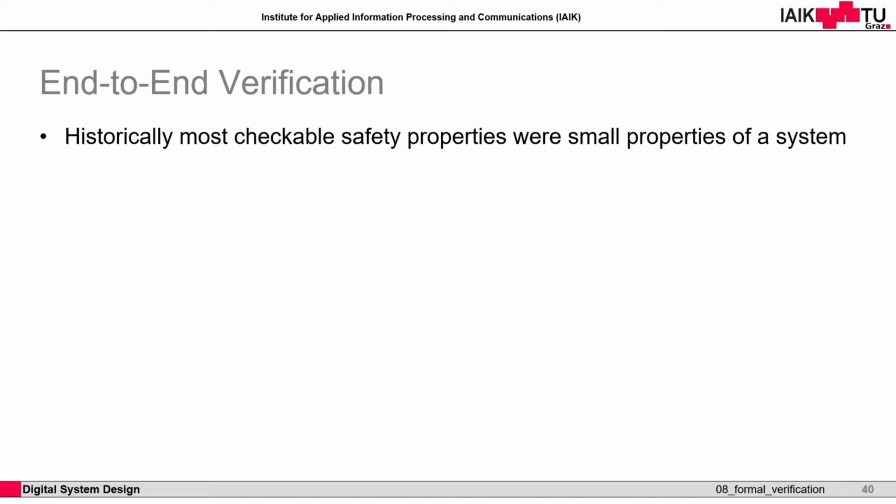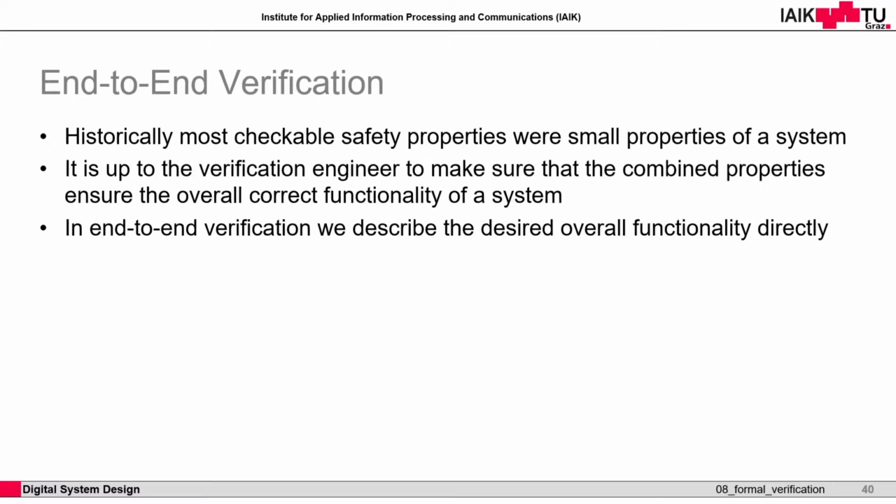So, what is end-to-end verification first? Well, historically, most of the checkable safety properties were just small properties of the system. So they are just verifying, for example, one signal under a certain condition. And then the engineers need to make sure that all the small properties in total ensure the correct functionality of the design. In end-to-end verification, on the other hand, we describe the whole functionality and we want to prove the whole functionality of the design.